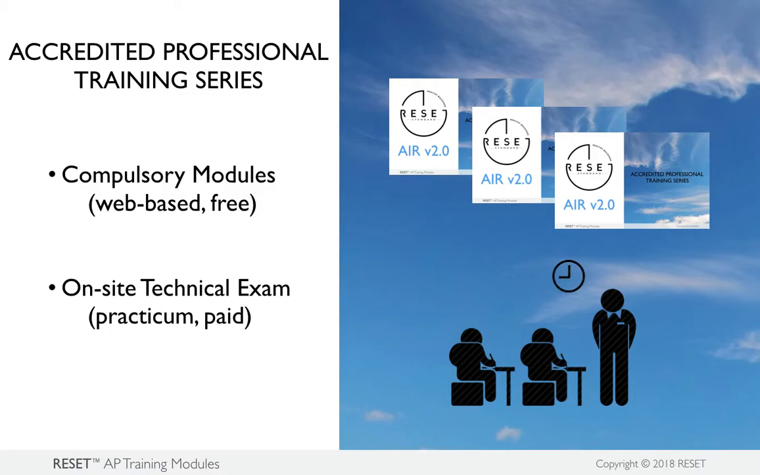So just a little bit of housekeeping to make sure that you understand how this is going to progress for you on your path to becoming an AP. The training series has gone through a little bit of change since its first version. So there are now compulsory modules, and these are the web-based modules that I'm going to be taking you through that are required. They're free, but they are required in order for you to then be prepared for an on-site technical exam. And that practicum is a paid exam that you will take on site.